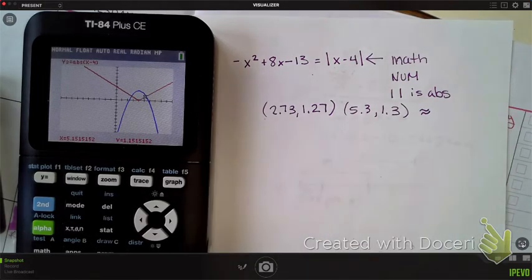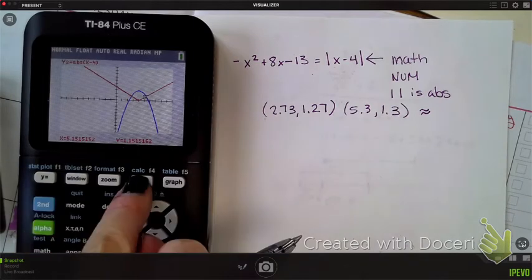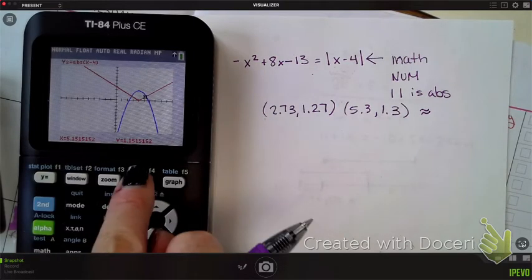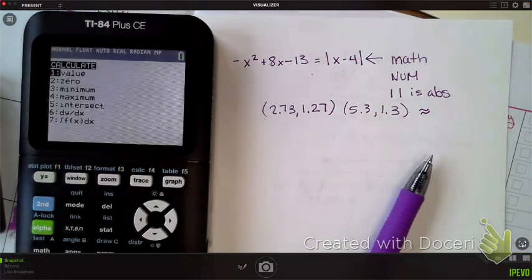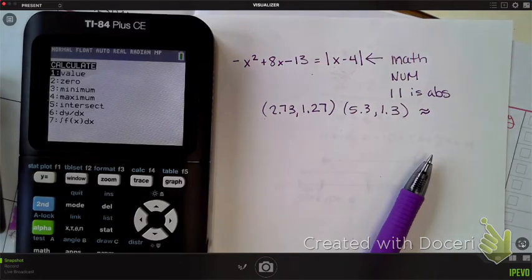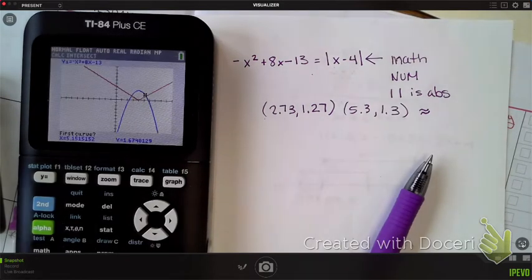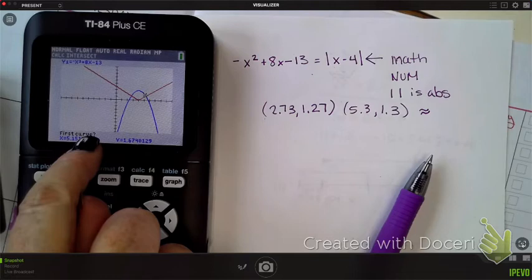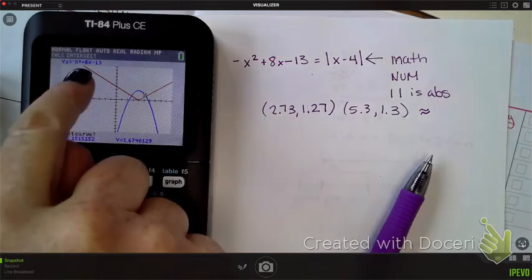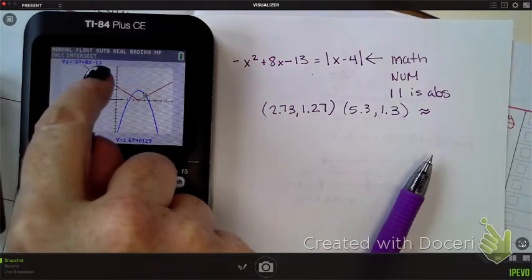I'm going to hit second, calc. Now I want where they intersect. Is there a button that says intersect? Number 5. Hit number 5. Now, I want everybody to listen closely. Down at the bottom, do you see where it says first curve? Do you see up top where it shows one of the equations? Hit enter.